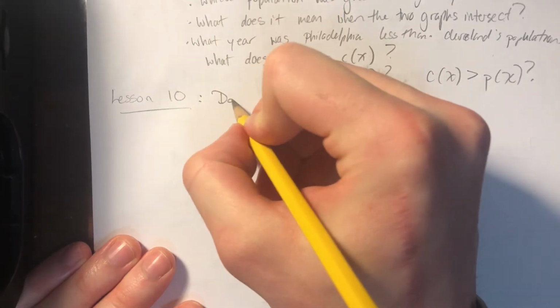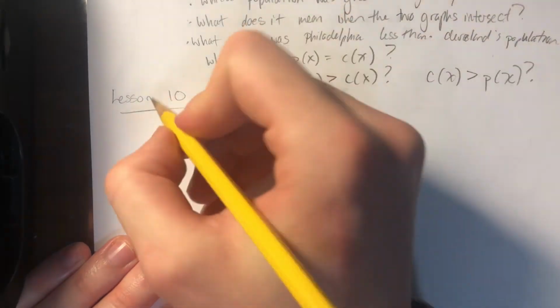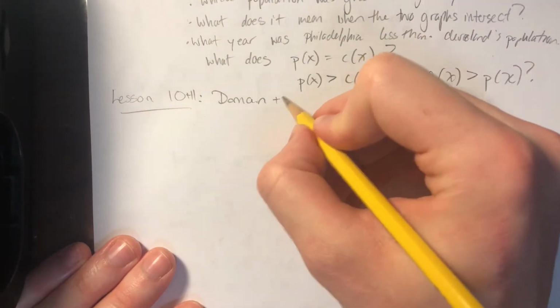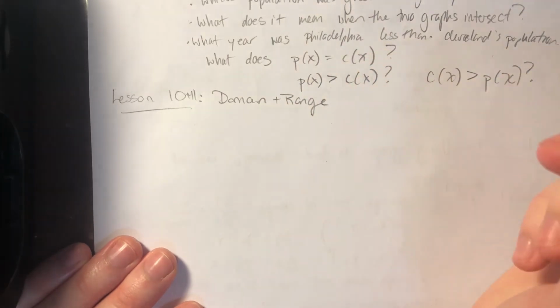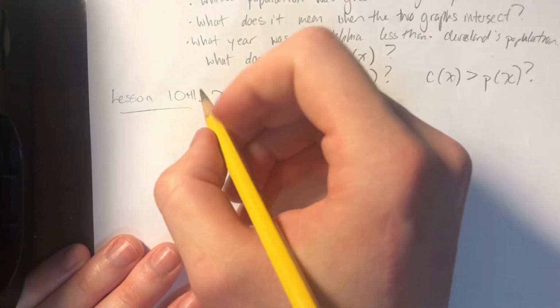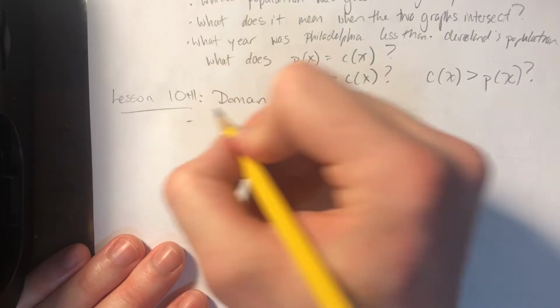Domain and range. I think actually this was 10 and 11 were domain and range. Okay. What does each word mean?